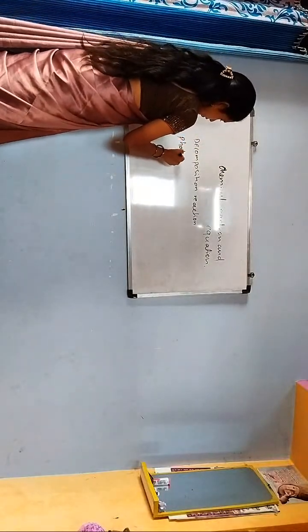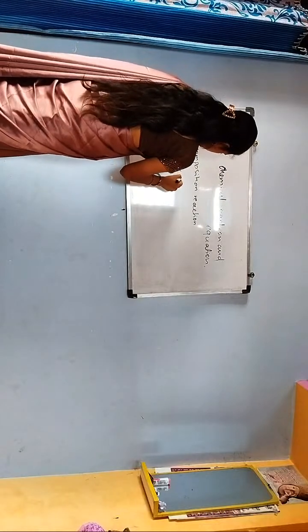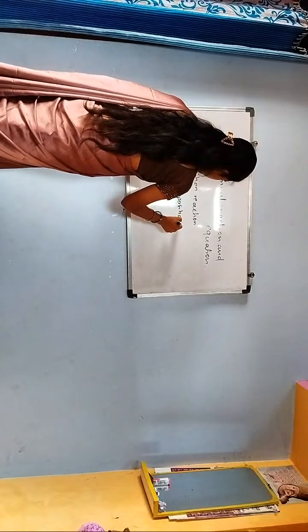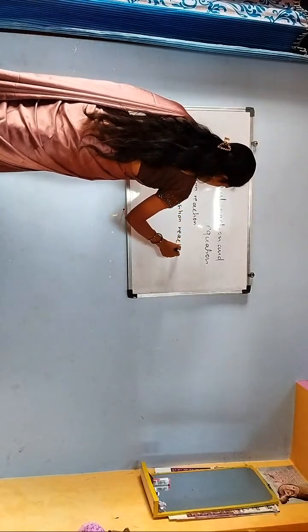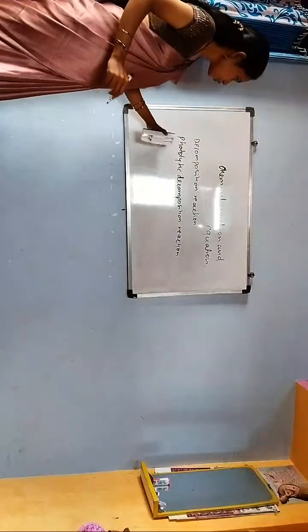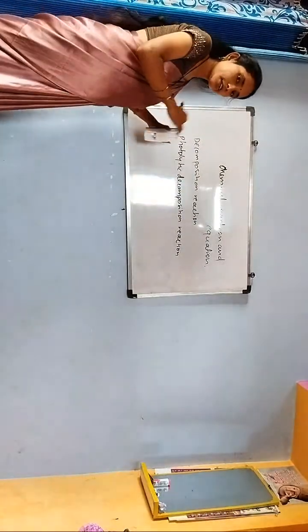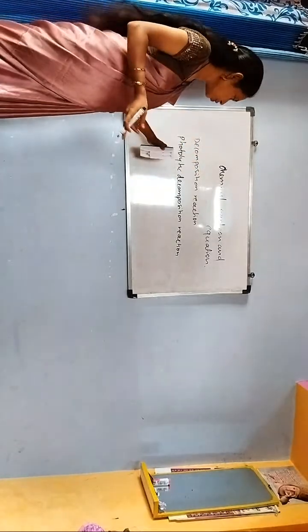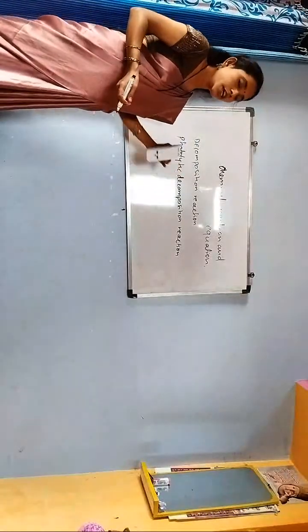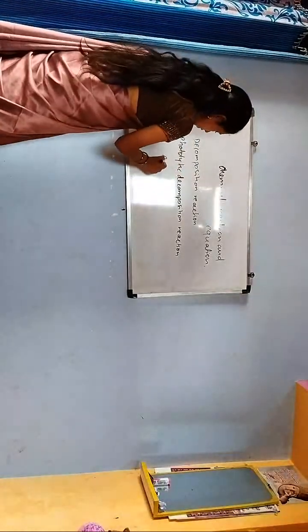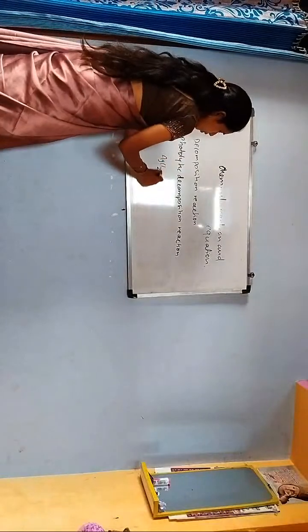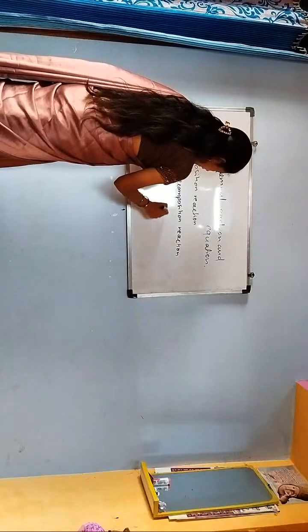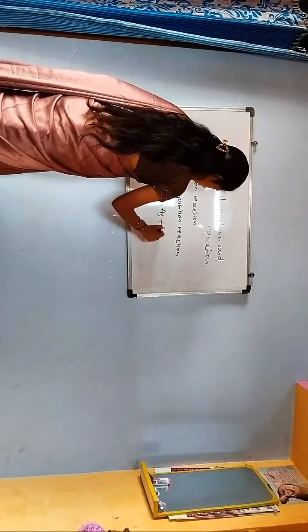Photolytic decomposition reaction. Okay, so what is meant by photolytic decomposition reaction? In a photolytic decomposition reaction, a reactant in the presence of sunlight breaks down into two or more products. We can take AgCl, silver chloride, as an example.